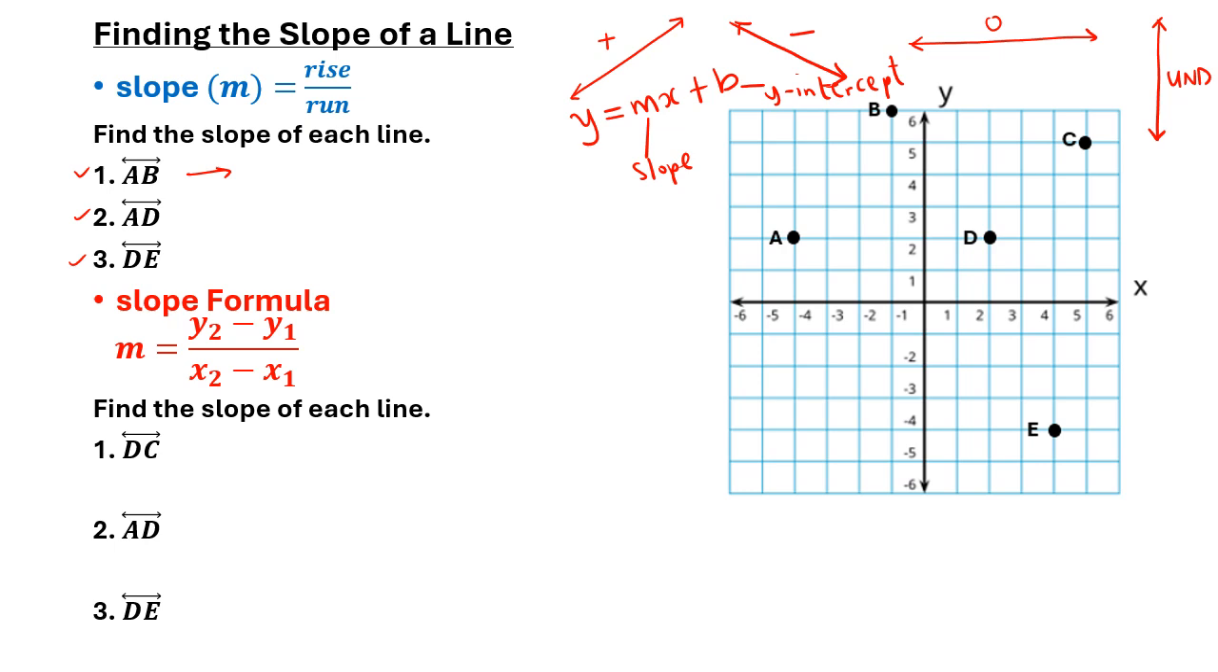Find the slope of each line. To find the slope of line AB, we can use rise over run. And lowercase m is the letter used to represent the slope of a line. Let's trace AB and see how the line looks, to see if it's positive, zero, negative, or undefined. AB goes from here to here. Oh, this slope is going to be positive. All right, it's a positive slope.